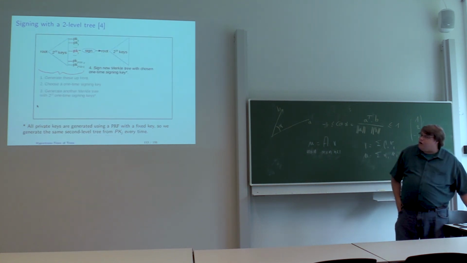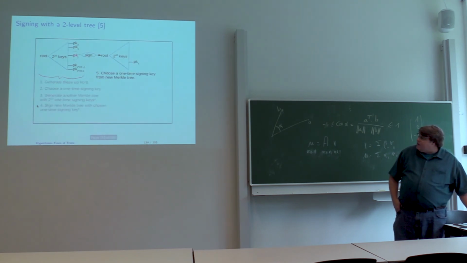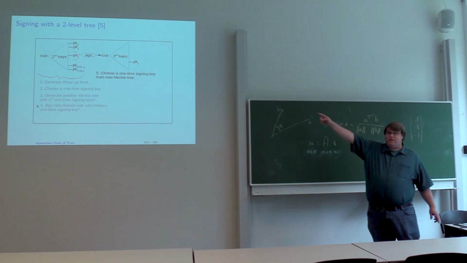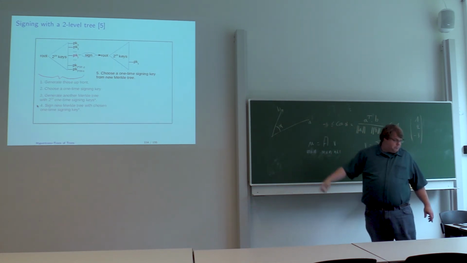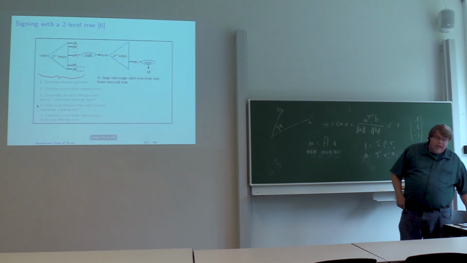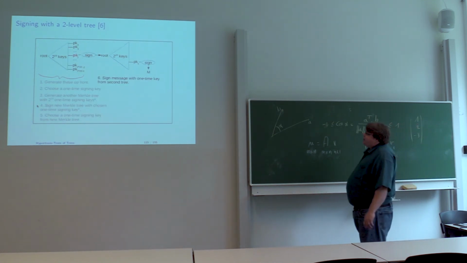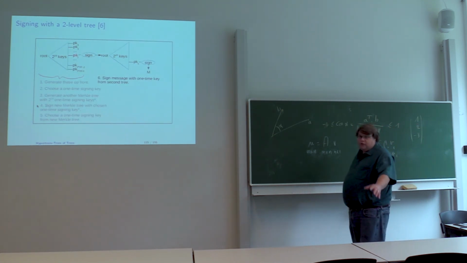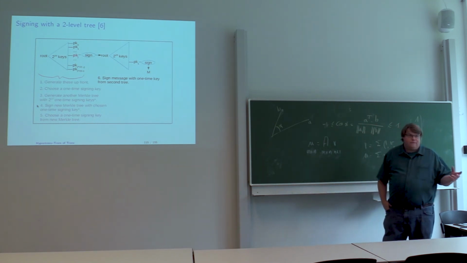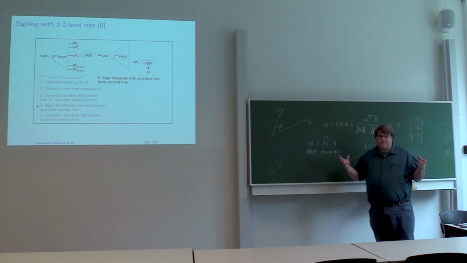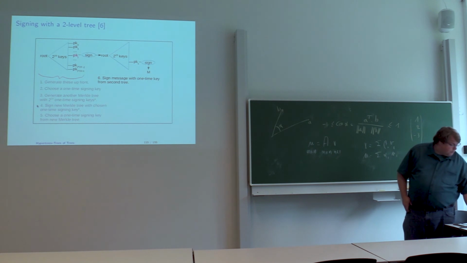Right? So at this point, I've generated my Merkle tree for my second layer. Now I've made a signature on that using the first key, okay? And now I'm going to choose a one-time signing key from the second Merkle tree, right? Now I'm going to sign the message with that. So we've gone through, it's all sequential. Every step is relatively straightforward, but it's getting to be a moderately complicated scheme now.